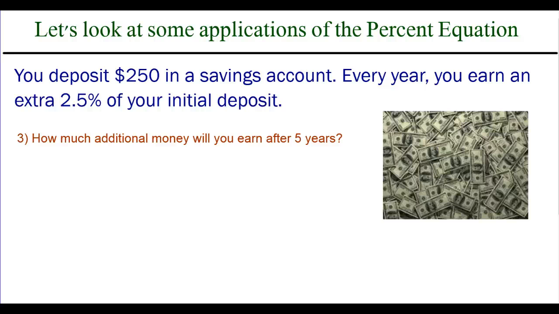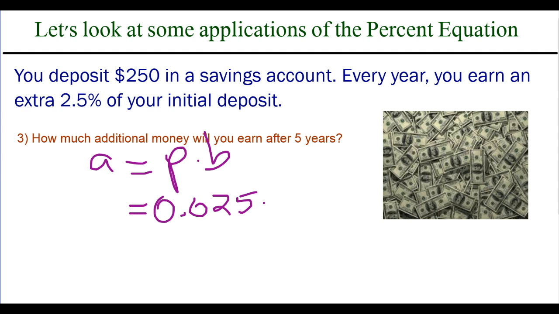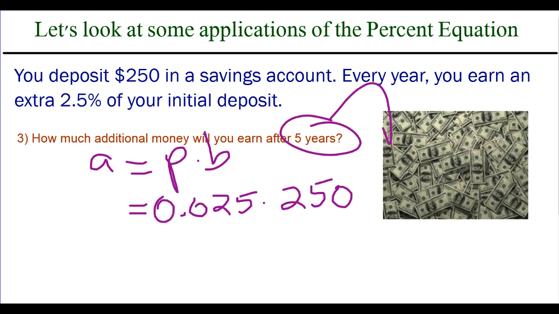So again, you can either multiply 625 by 5, or if we went at it from the idea of the percent equation, 2.5% again, 250 as our base, and since we're talking about 5 years, we would multiply everything by 5. So still the same thing that we looked at before.